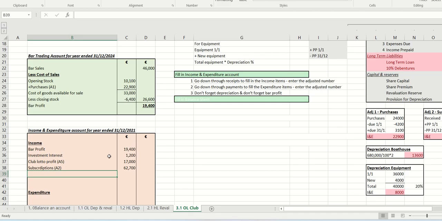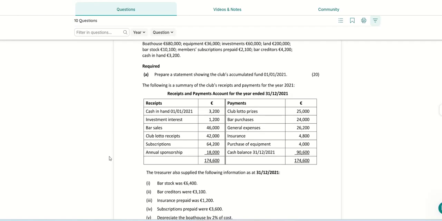Annual sponsorship. We might have gotten sponsorship off the local SuperValu or the local Lidl or Aldi or the local transport company, any of those. So again, guys, do all your entering first, do all your calculator work at the end. That is all the income. So we go down there, we grab all the income.